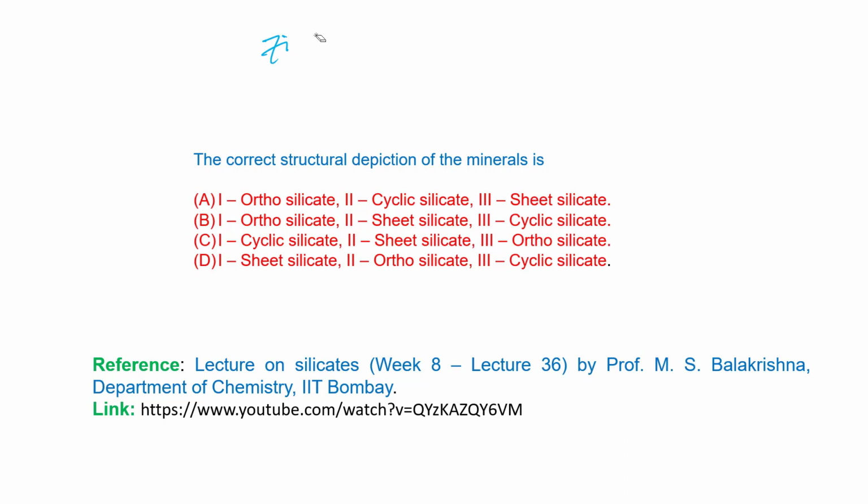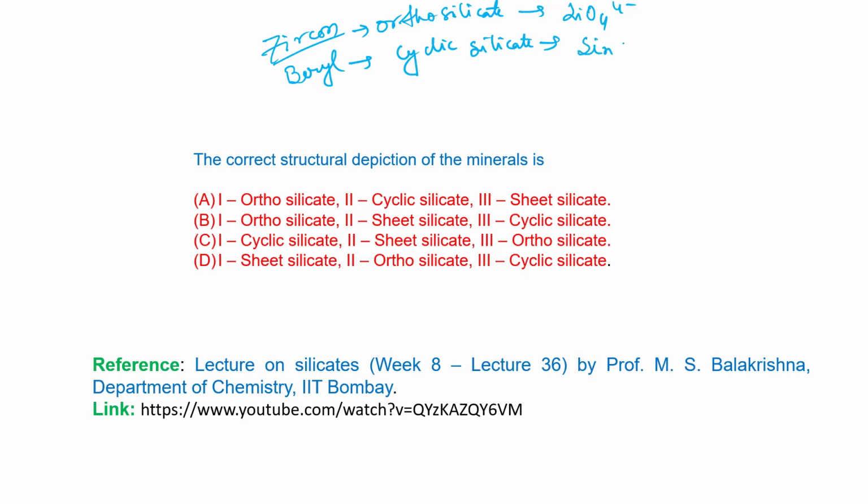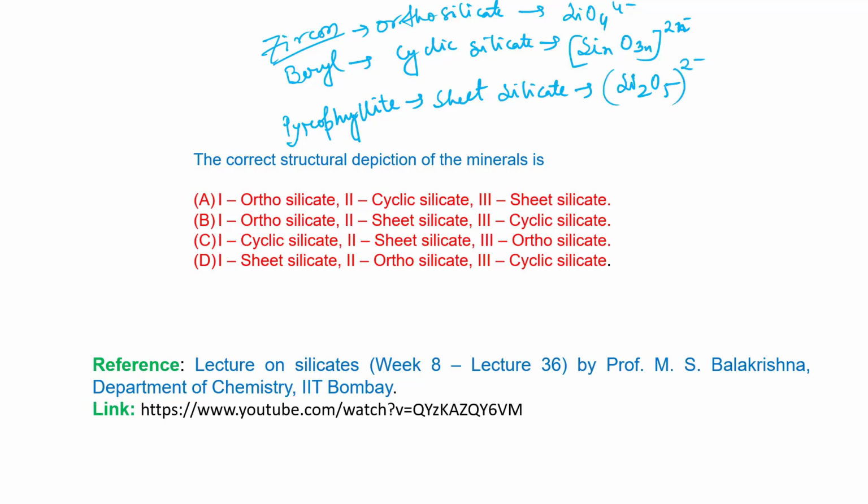So to find out the original silicate forms of all these structures: first one, zircon is orthosilicate, the SiO4 4- unit. Then beryl is a cyclic silicate, that is SinO3n 2n-. Then pyrophyllite is a sheet silicate, Si2O5 2-. Thus, which is the correct option depicting the structural formulation of the minerals?